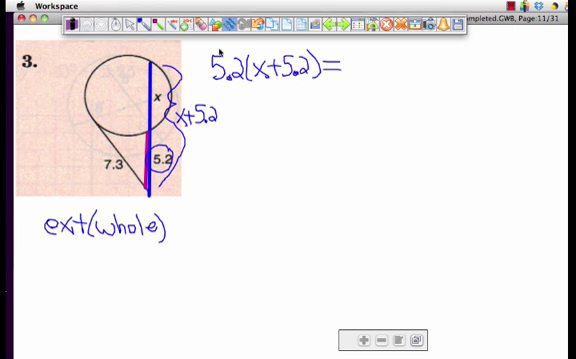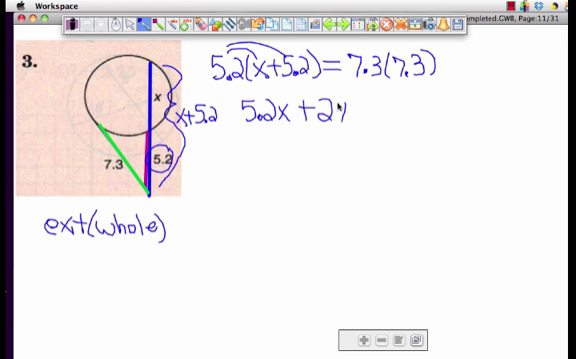Now with the other segment over here, I'll do it in green. What's the outside piece? Outside piece is just 7.3. That's what's sticking out of the edge there. But what's the whole piece? Whole piece is also 7.3. That's all it is from beginning to end, 7.3. So it's really squared, it's times itself. So we're going to multiply and distribute: 5.2x plus 27.04 equals 53.29.